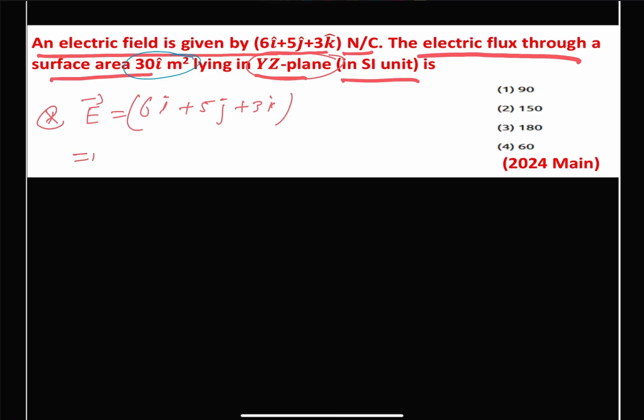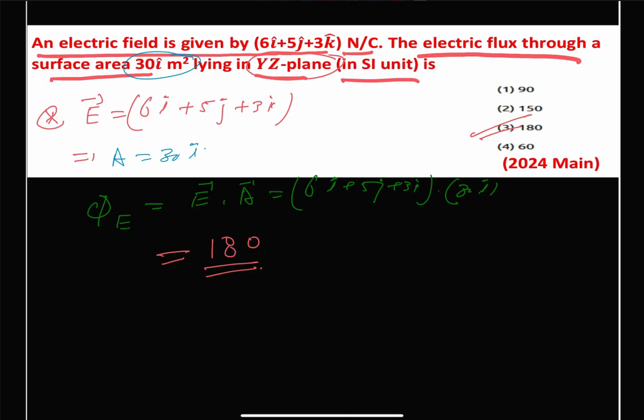So we are given our area vector is equal to 30 times i, and flux we already know: flux phi of E is equal to electric field dot area, which gives us 6i plus 5j plus 3k dot 30i. So we are only interested in i into i, which gives us 180. So option 3 is correct.